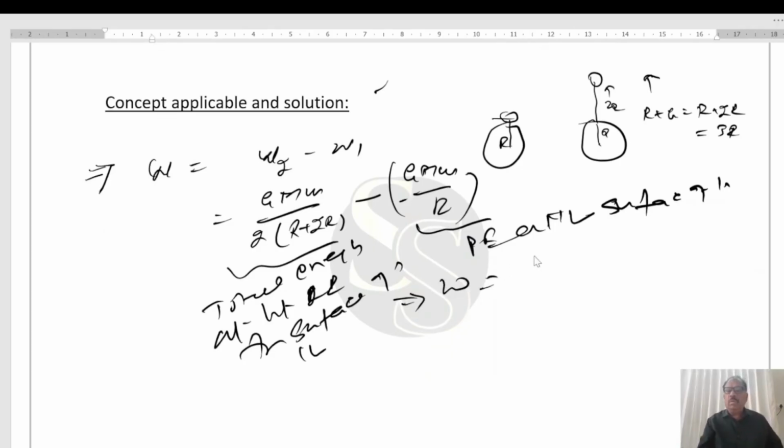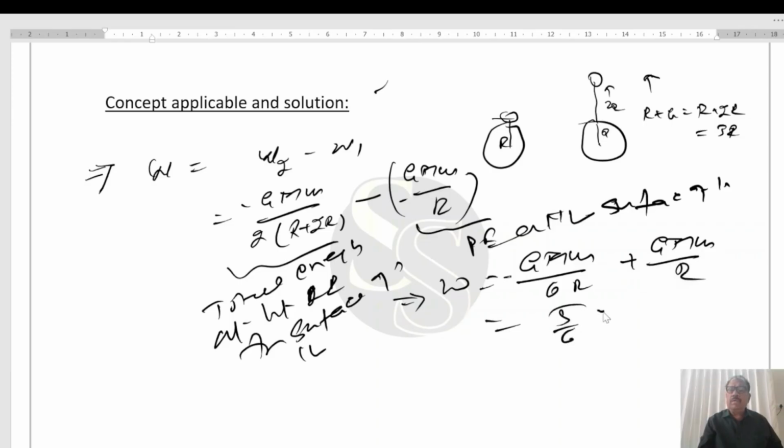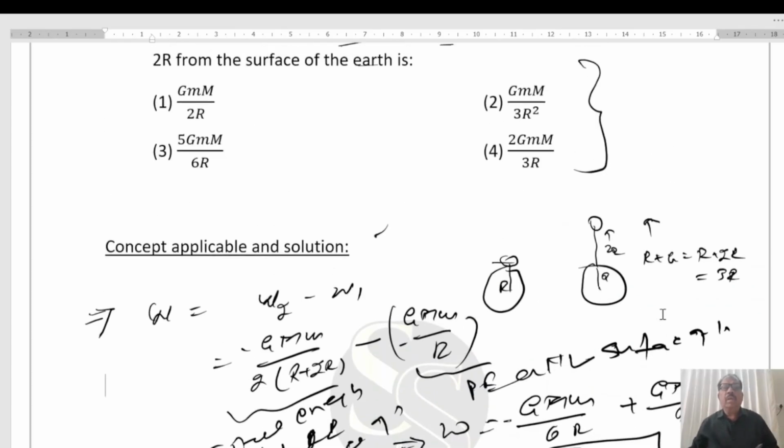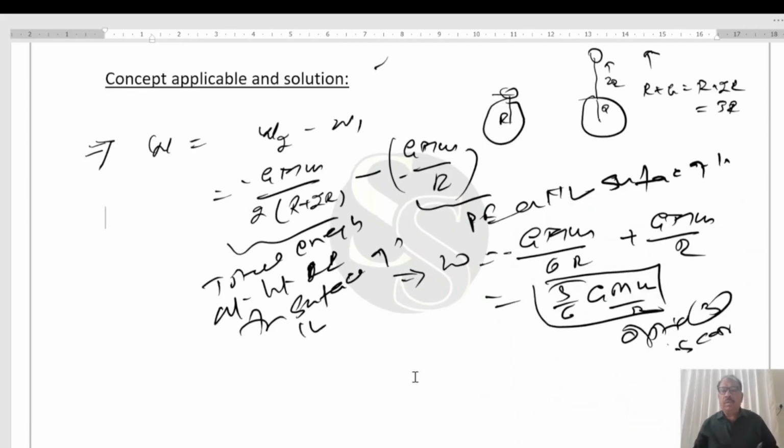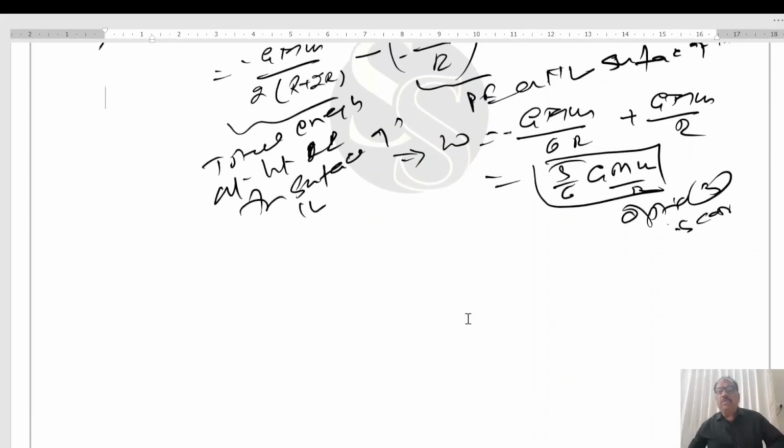Now, on further simplification, we get W equal to minus GMm over 6R plus GMm over R, which is 5 by 6 GMm over R. This is the answer. So let us see the answer. Answer is third. Option 3 is correct.